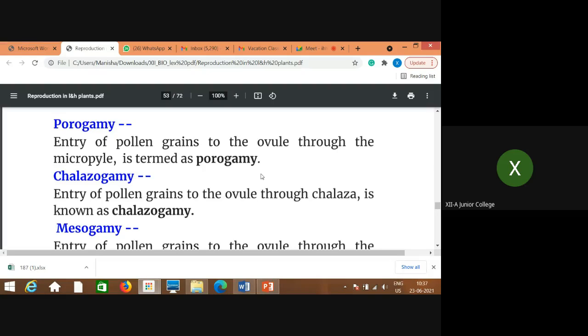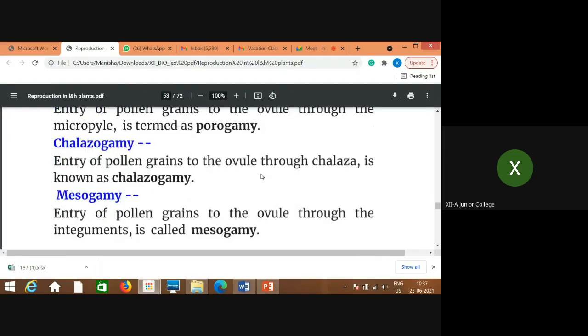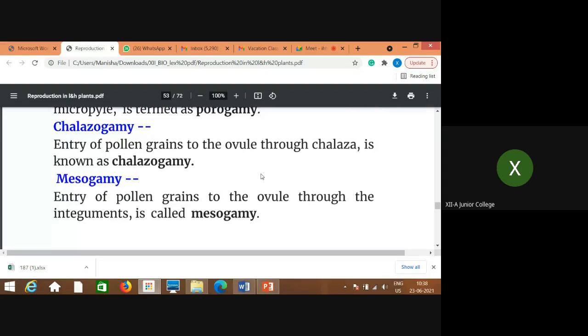Exactly opposite to that micropyle, that end is called chalaza. If the pollen tube enters through the chalazal end, that is called chalazogamy. And if this pollen tube, which is carrying the male gametes, enters through the integuments, there are two integuments, outer and inner, so through the walls, then it is called mesogamy.